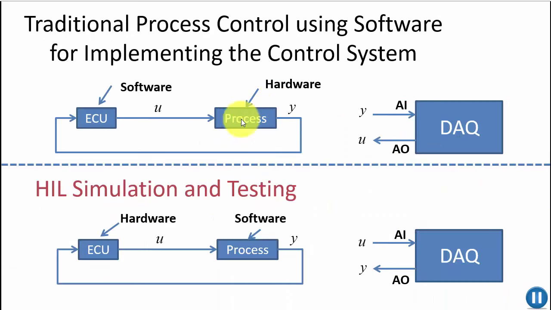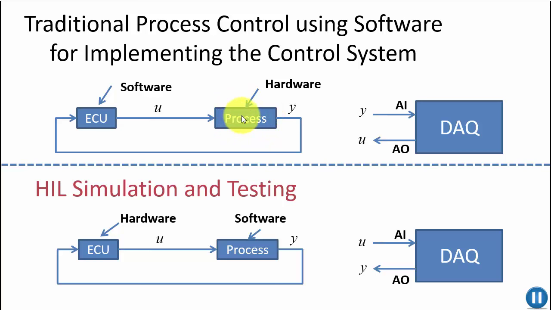So here we see the typical main difference between a traditional process control system using software for implementing the control system, as in the example on the previous slide. So here we have the software, which is a computer or another electronic control unit. It could be an embedded PID controller with the software, which we use to control the hardware, which is the actual process.